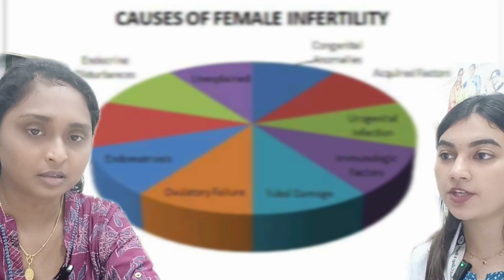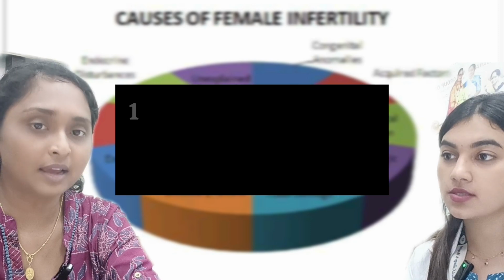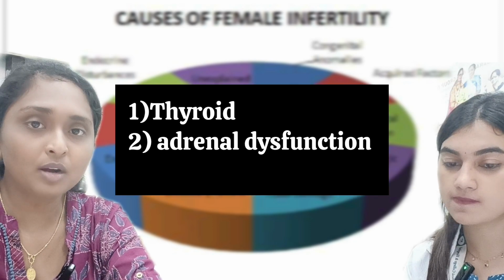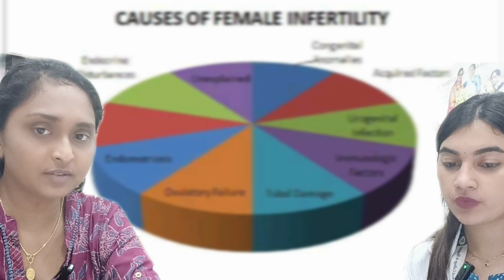What are the other causes of oligoanovulation apart from PCOS? It may be endometrial hyperplasia due to other causes like thyroid and adrenal dysfunction. Okay. So what is luteal phase defect? Second cause is luteal phase defect.